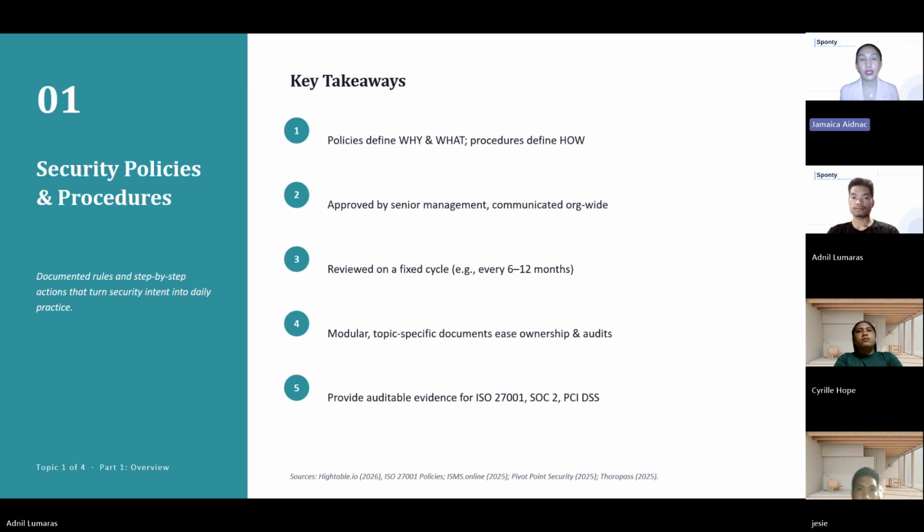Over the next few minutes, we will walk through what these documents actually contain, why organizations invest real time and money into writing and maintaining them, how a policy program is typically built and kept alive, and some of the common pitfalls organizations run into. We'll close with a short discussion prompt before handing it back to the class. So let's start. What are security policies and procedures?